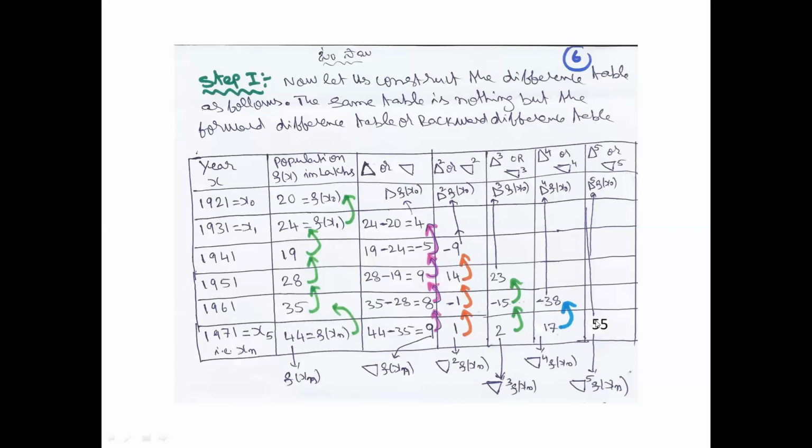So in earlier videos, I made a manual mistake. I corrected it here. There also, that is 55. So this is the way of constructing the difference table.